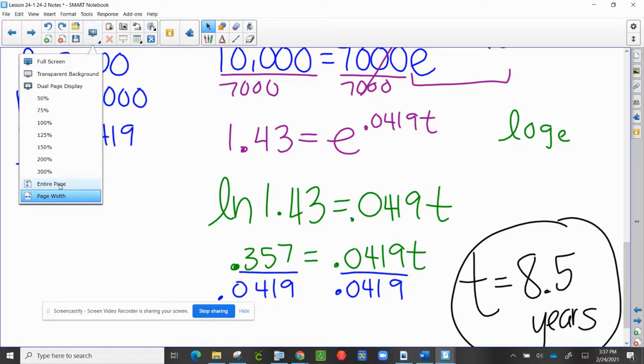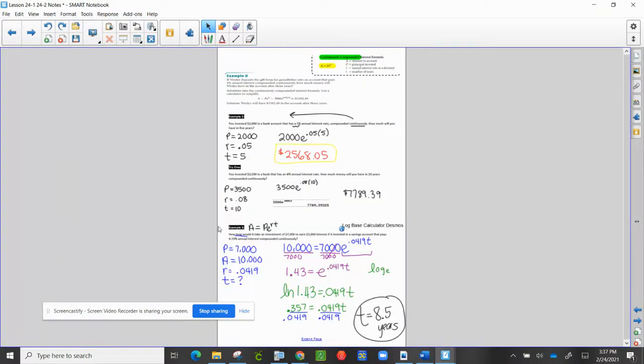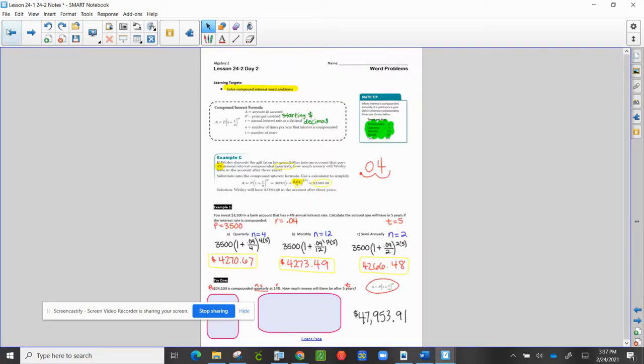So for your two word problems, or your two formulas, don't let the word problems confuse you. All you're doing is mostly plug and chug. The only time you have to do a little extra work is if they're asking you how long, and you have to solve for a t. But other than that, you're just doing normal plug and chug, using the formula and substituting the values correctly.